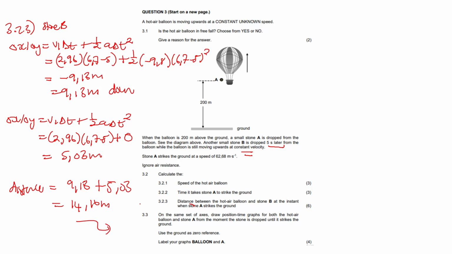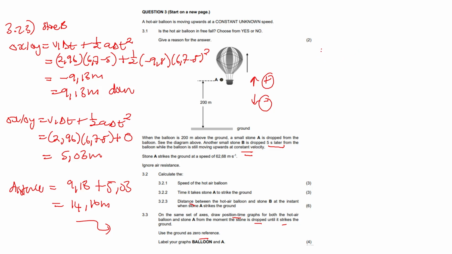All right. Last question, 3.3. On the same set of axes, draw a position time graph for both the hot air balloon and stone A from the moment the stone is dropped until it strikes the ground. Use the ground as 0 reference and label your graphs balloon and A. So remember, we took up as positive and we took down as negative. Because we took up as positive in this question, our graph will look like this.